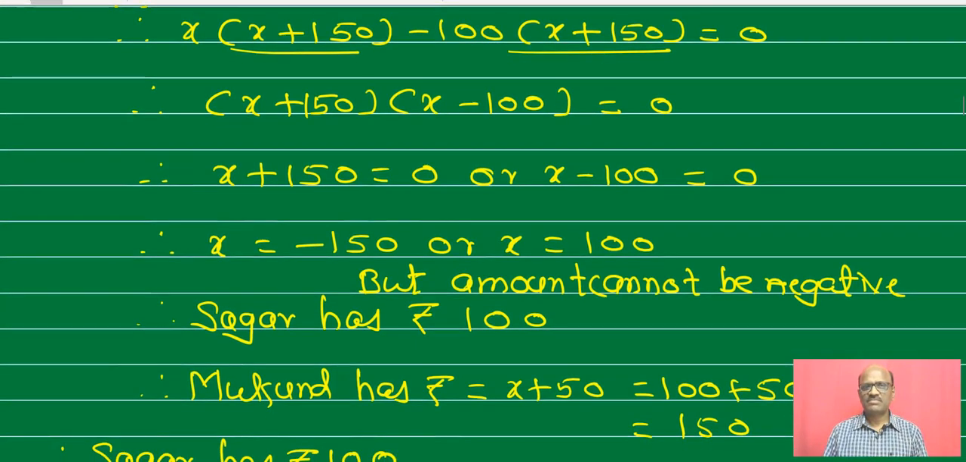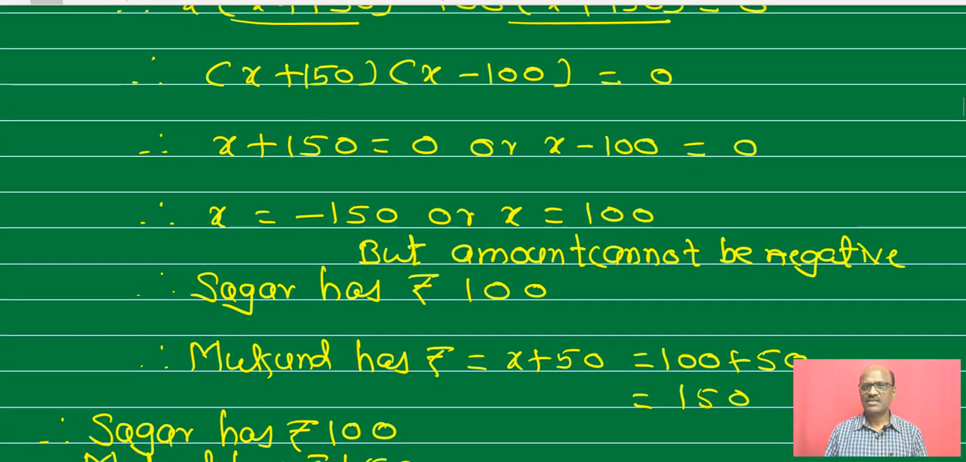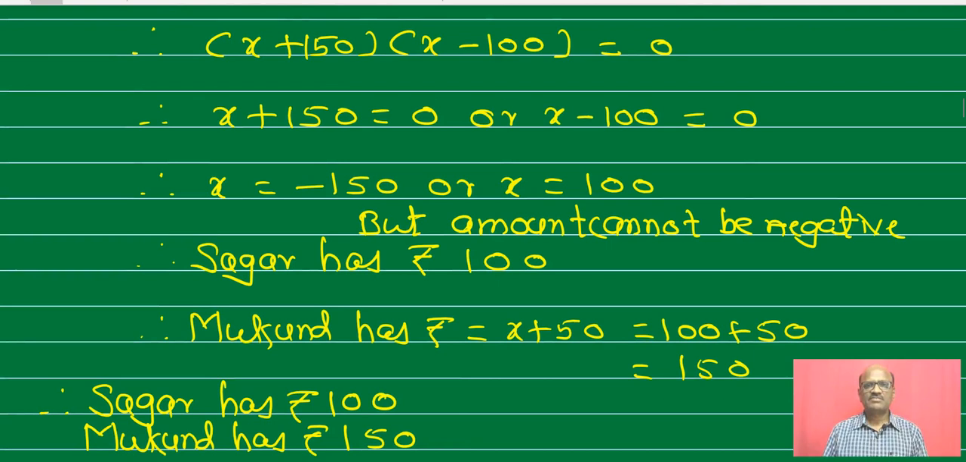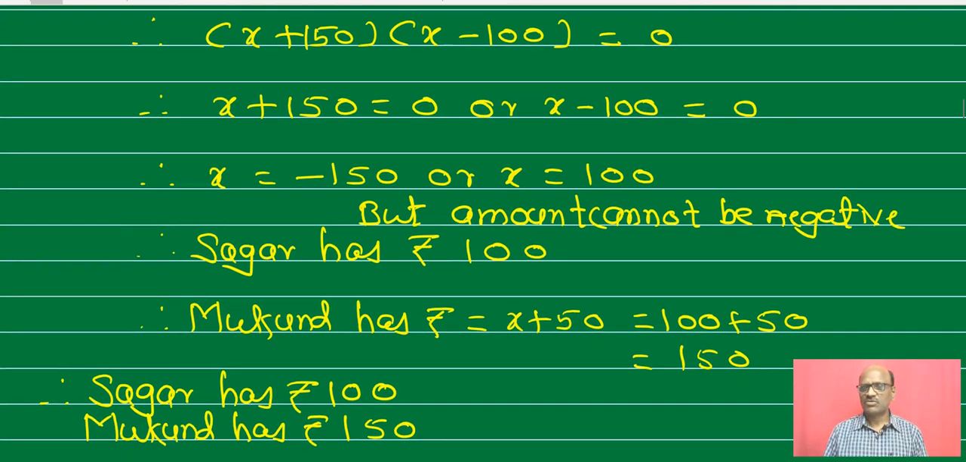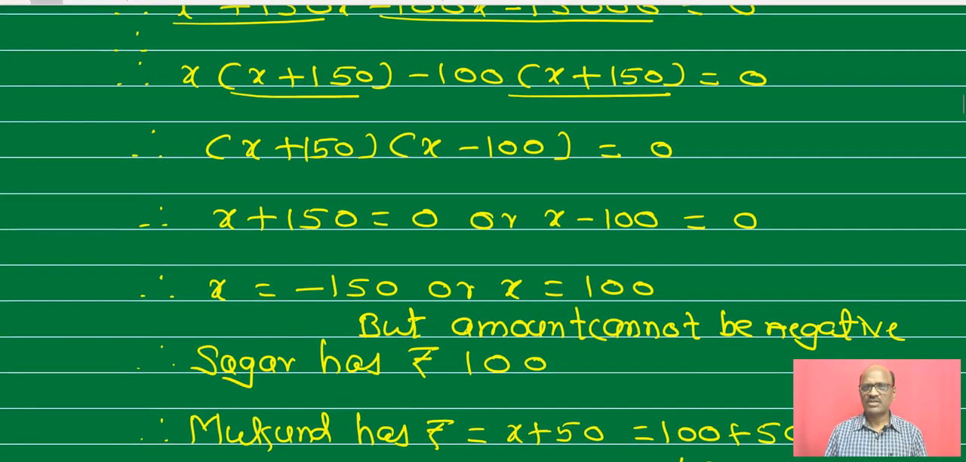Therefore, x plus 150 in the first bracket, x minus 100 in the second bracket equals 0. Therefore x plus 150 equals 0 or x minus 100 equals 0. And therefore x is equal to minus 150 or x is equal to 100.